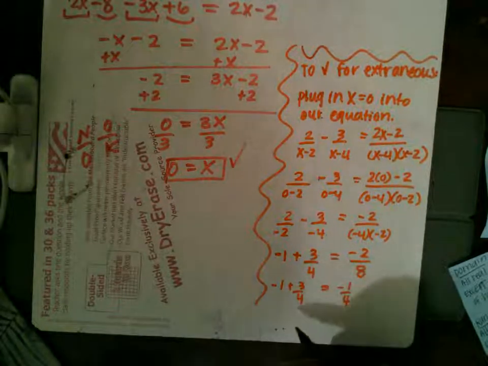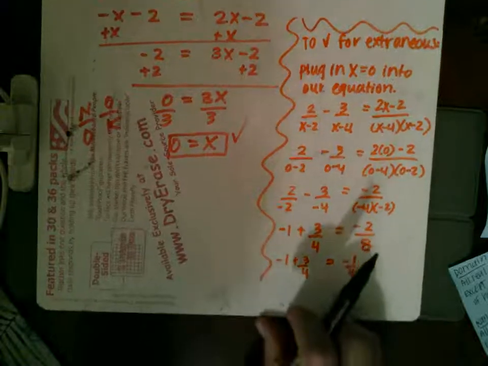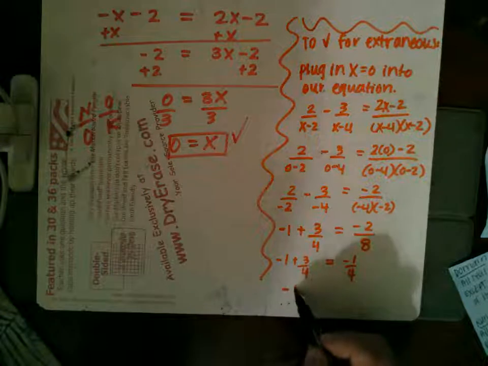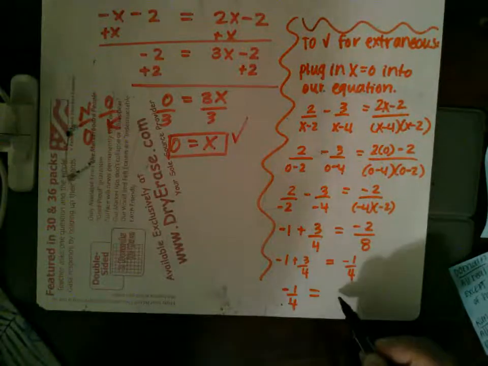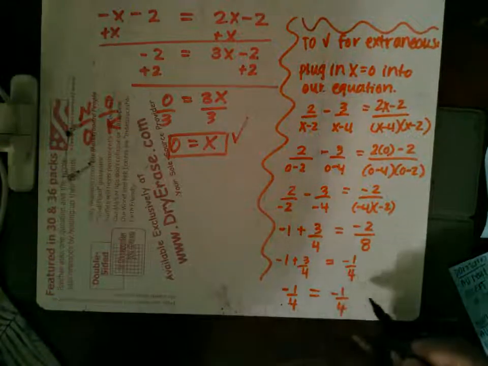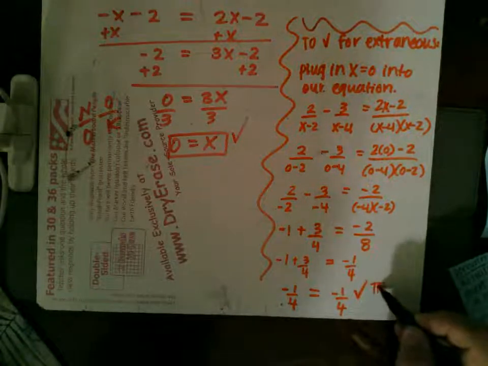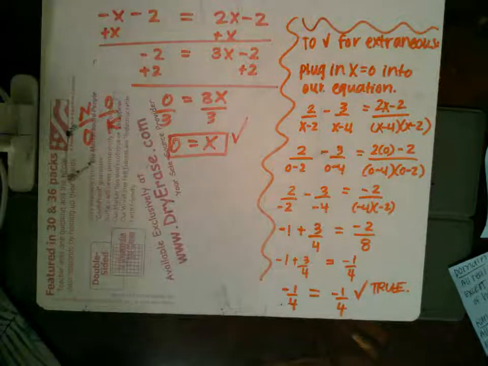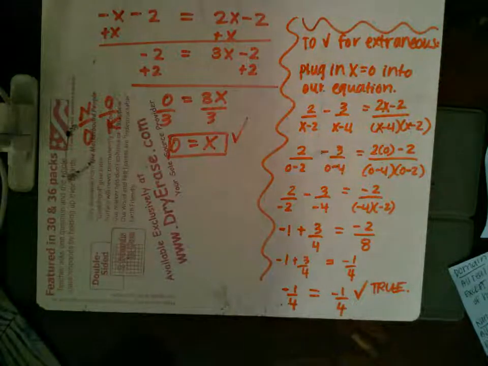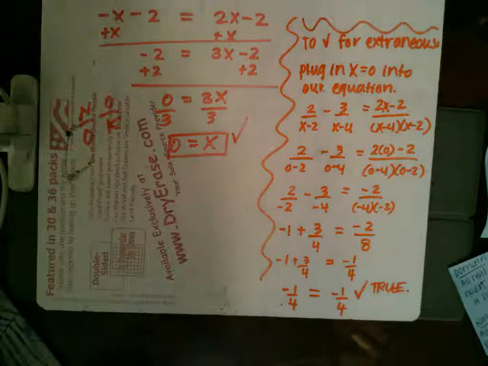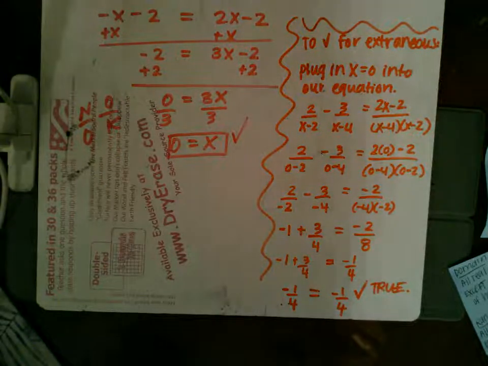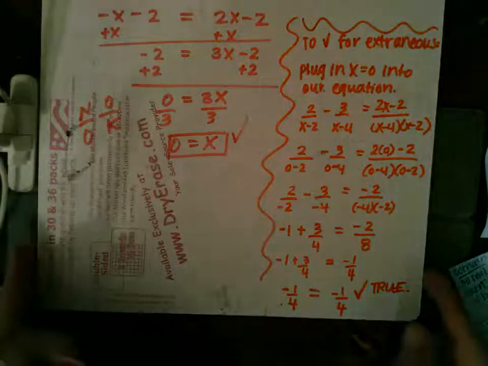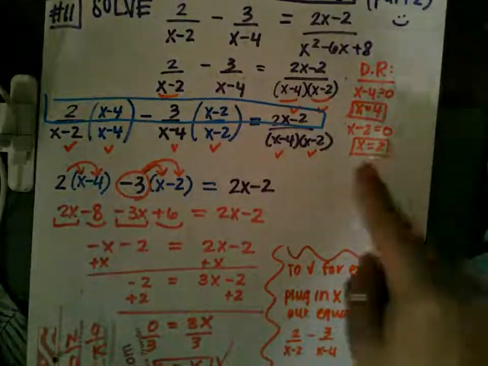So is negative 1 plus 3/4 equal to negative 1/4? Yes, if I had negative 4 over 4 plus 3 over 4, that would give me negative 1/4 is equal to negative 1/4. So you can see how this is a true statement. True statement means it is truly a solution. If I were to get a false statement like 0 equals negative 1/4, that would be when it's extraneous. And the only time you would ever actually get an extraneous solution is if it's one of those domain restriction values.